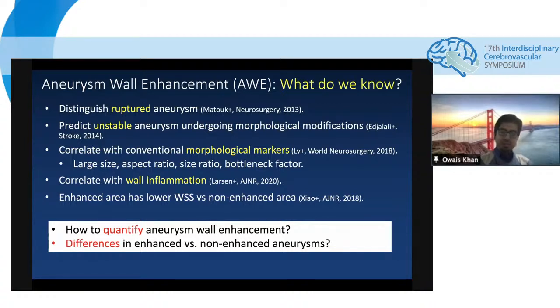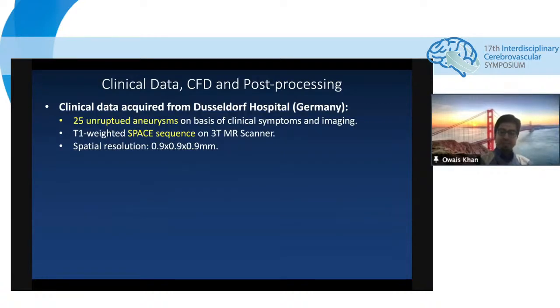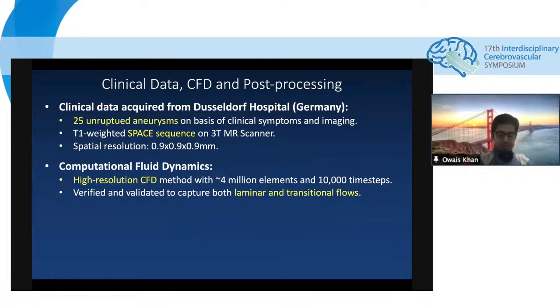Let's start with the clinical data set, which I got from my collaborator in Germany. We had about 22 patients with 25 unruptured aneurysms, all of which received 3D rotational angiography as well as vessel wall MRI. Using the 3D rotational angiography, we performed high-resolution CFD simulations with about 4 million elements, depending on the extent and size of the aneurysm, with 10,000 time steps.